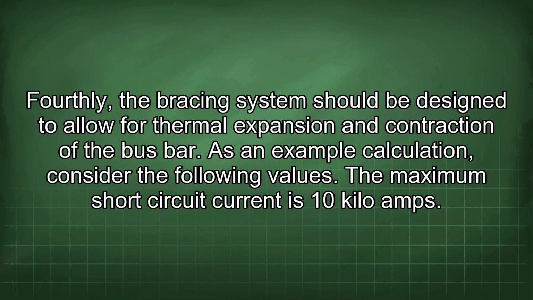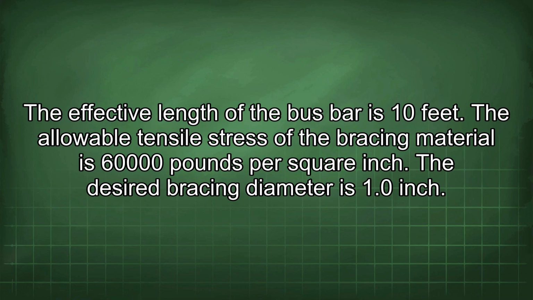As an example calculation, consider the following values. The maximum short-circuit current is 10 kiloamps. The effective length of the bus bar is 10 feet. The allowable tensile stress of the bracing material is 60,000 pounds per square inch. The desired bracing diameter is 1.0 inch.